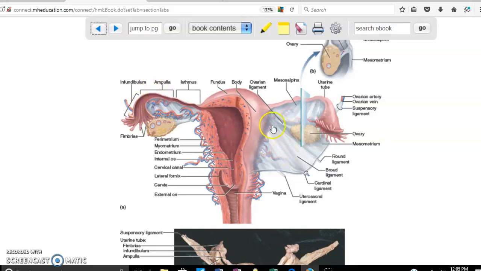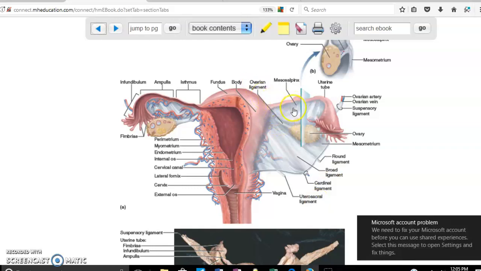In addition to that, all these structures are in the pelvic area, and they are held in place by the ligaments, such as, for example, suspensory ligament, round ligament, broad ligament, cardinal ligament, uterosacral ligament. Another ligament, which is going to be the ovarian ligament. There are some membranes, such as the mesosalpinx right here, as well as the mesometrium right here.